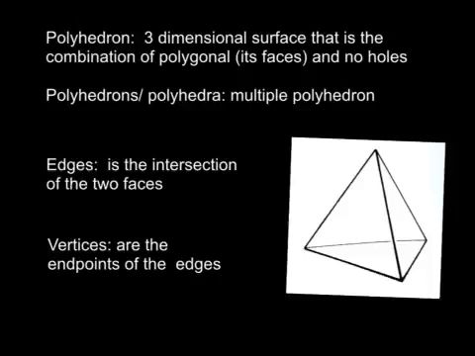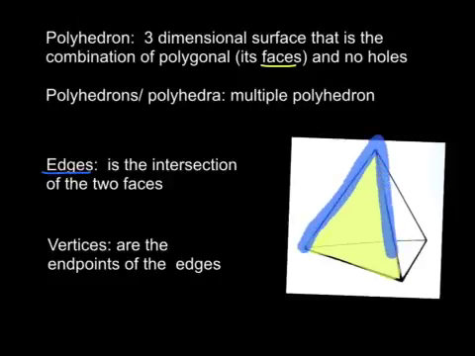So the faces of the polyhedron shown here would be this area in here. This is its face. While the edges, the intersection of two faces, there's an edge here, one here, one here, one here, one here, and then the one in the back.